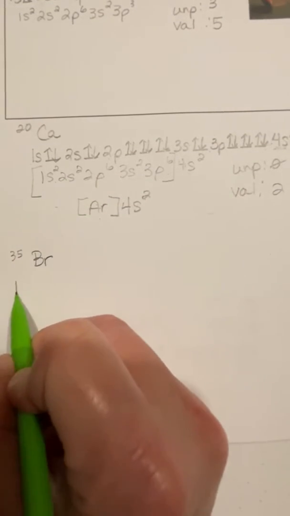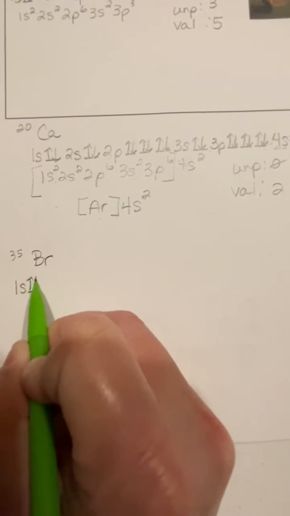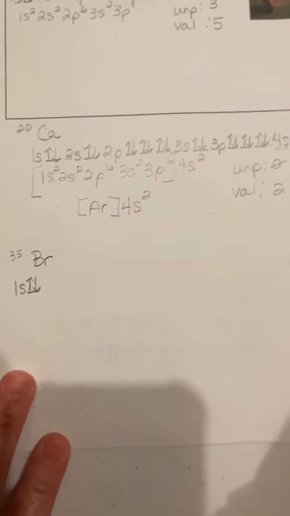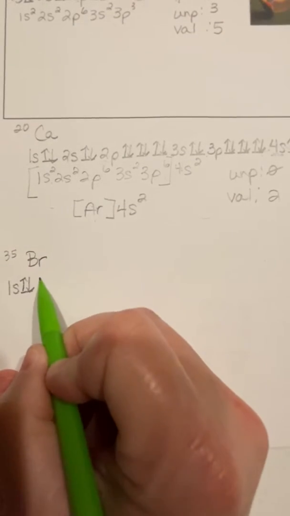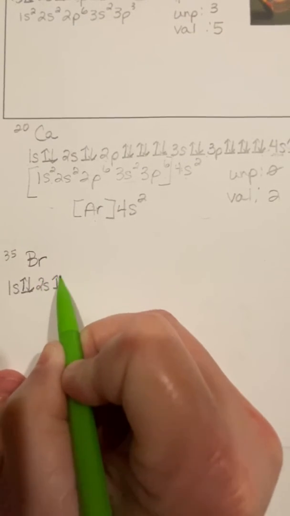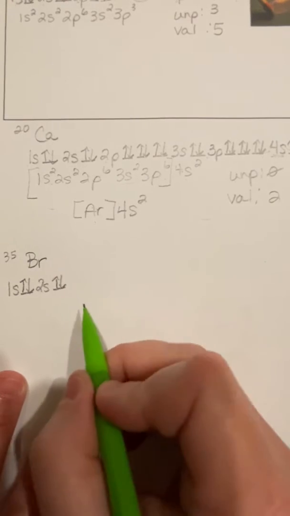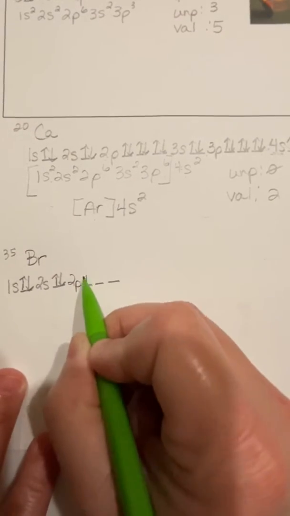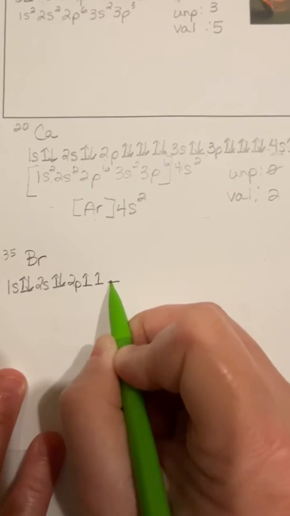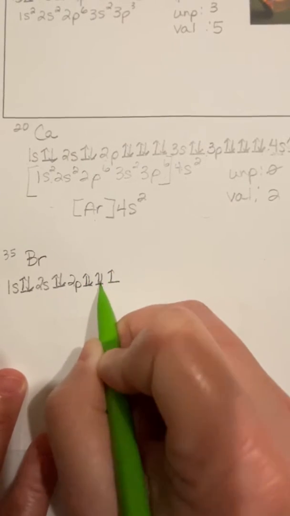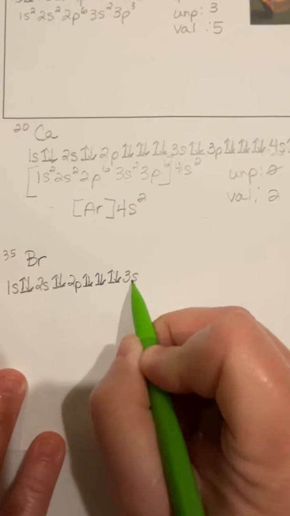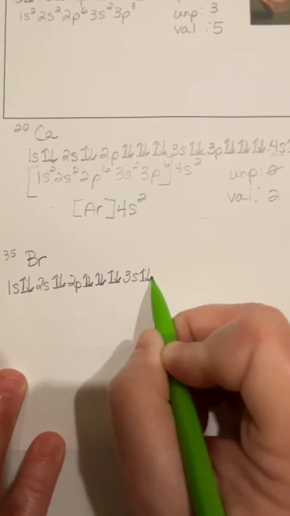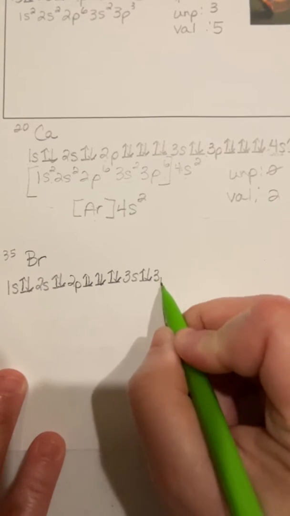Okay, so again, first one filled is 1s. There would be 2 electrons. I'm going to try to fit all of this on the screen. I don't know if it's going to work. And then the next one that's filled is 2s. That's only 4. I've got to go all the way to 35. Then I go to 2p. So that would be 5, 6, 7, 8, 9, and 10. And then again, next one is 3s. That would be 11 and 12. Next one, 3p.